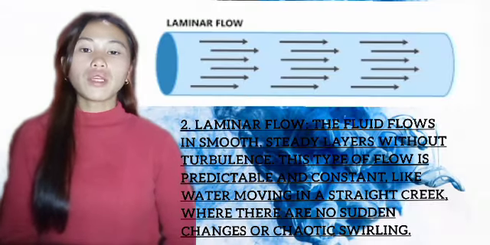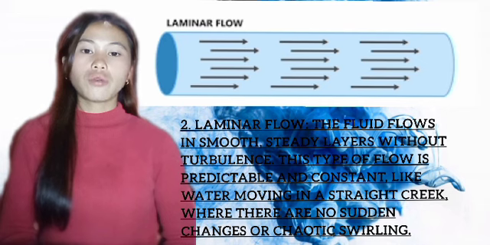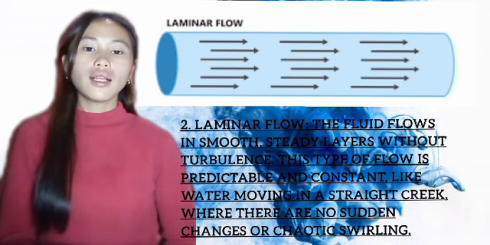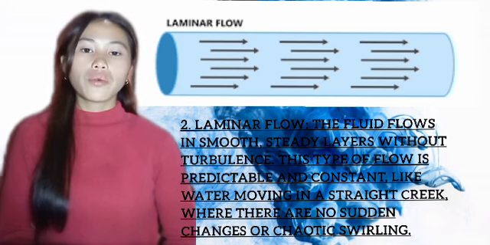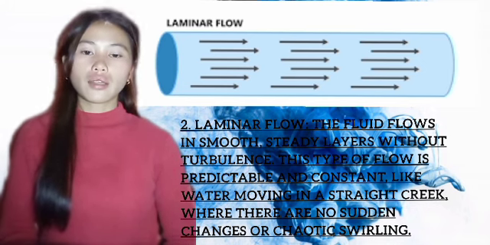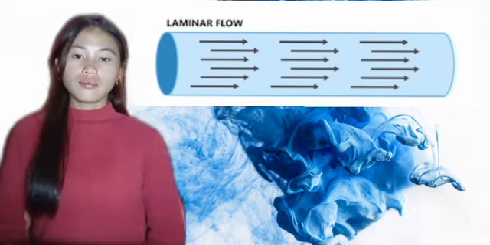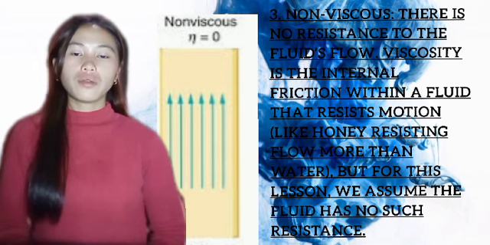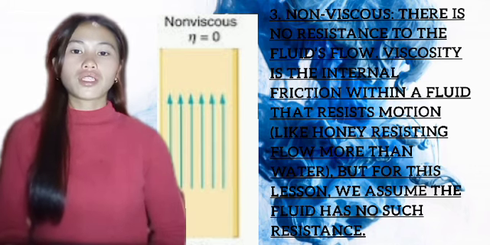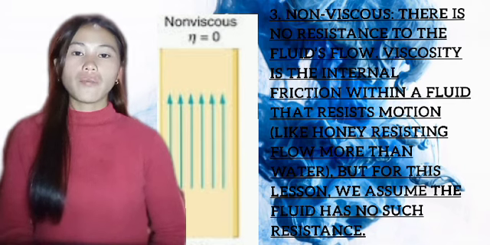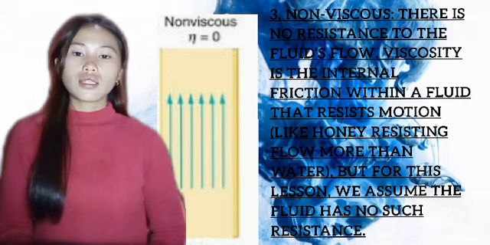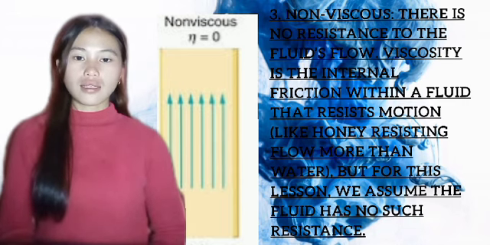Laminar flow. The fluid flows in smooth, steady layers without turbulence. This type of flow is predictable and constant, like water moving in a straight creek, where there are no sudden changes or chaotic swirling. Number 3, non-viscous. There is no resistance to the fluid's flow. Viscosity is the internal friction within a fluid that resists motion, like honey resisting flow more than water. But for this lesson, we assume the fluid has no such resistance.